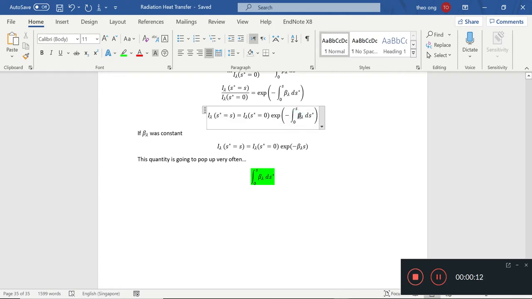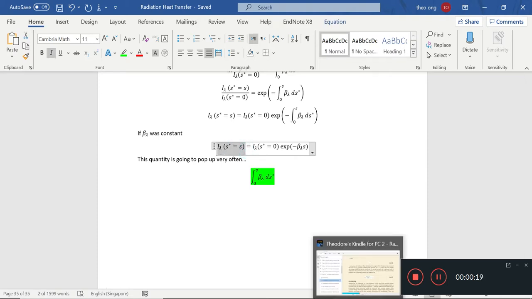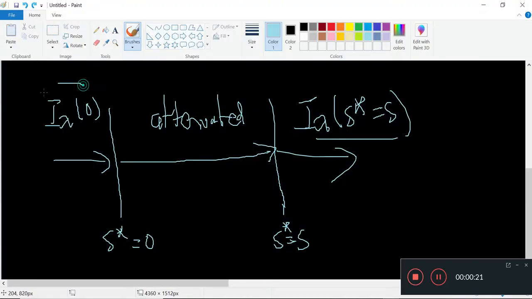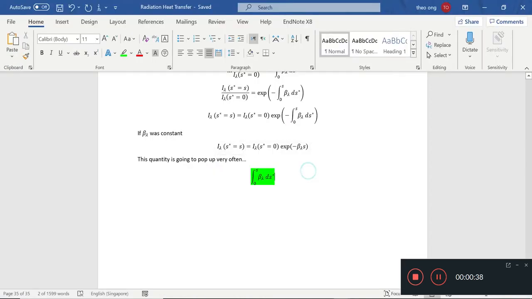Alright, so basically, we see that when radiation of a certain intensity enters a medium at some initial value, it will get attenuated. If we just consider attenuation and nothing else, at I lambda at this length s star equals s, it will get attenuated according to this coefficient, the exponential of whatever this integral is here.